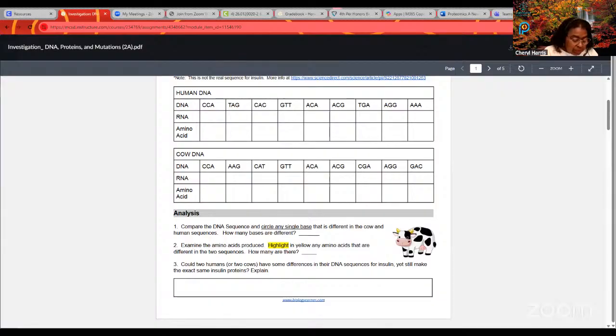At the top, for human, I'm going to start human and cow. Human was CYS, and then CYS for the cow. The next one was CYS for the human, again CYS for the cow. And then we're up to our TGA for the human, translated to threonine, which was THR, and our cow translated should have retranslated to alanine.